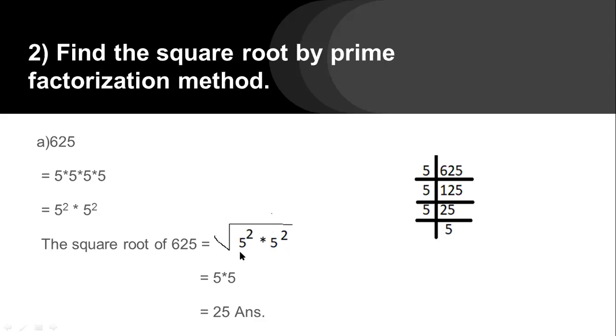Square and square root cancel, then what is left here? 5 and this 5 are left. 5 into 5 is 25. That means 25 is the square root of 625. This is the method to find the square root of the given numbers by prime factorization, and it is compulsory to show this prime factorization in the solution. Now let's move to the next slide.